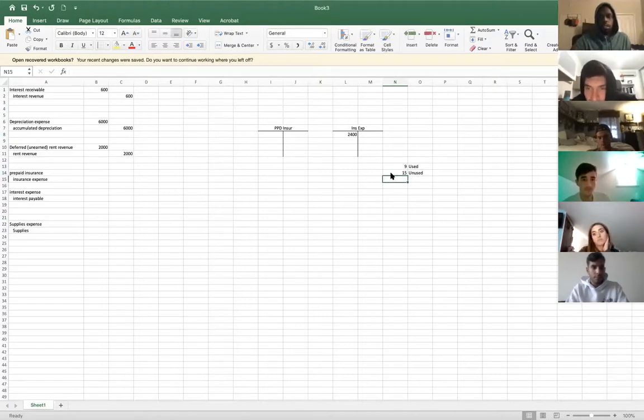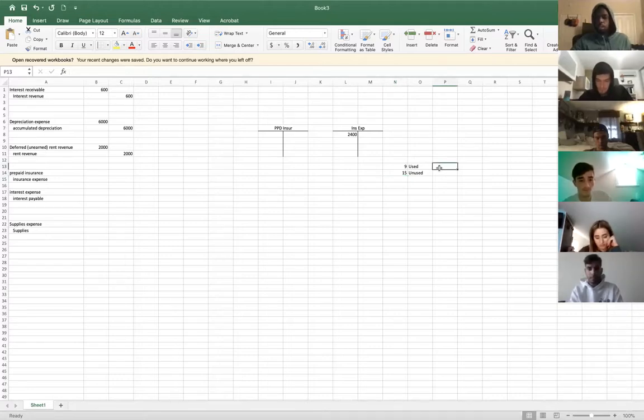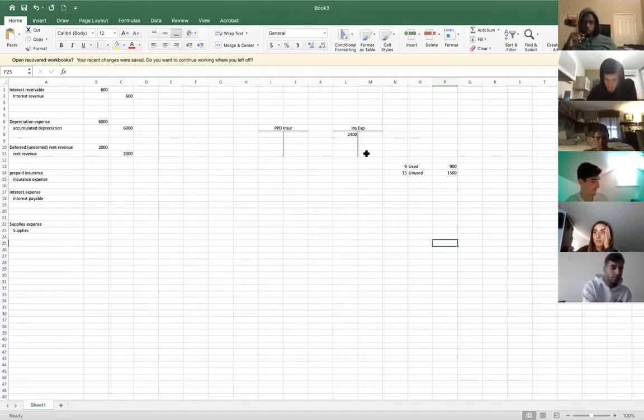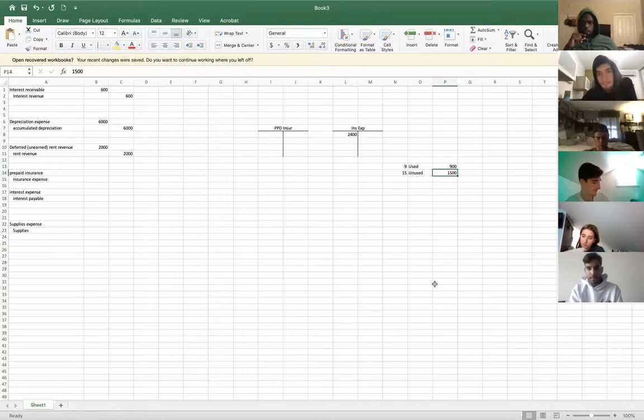So we used 9 months, and how many months are unused? 15, okay? And how much is it per month? 100. So my insurance expense should have a balance of 900, right? And my prepaid insurance should have a balance of 1,500. If I used 9 months from April 1st to December 31st, and it's $100 a month, $2,400 for 24 months, because remember it was a 2-year policy. That's $100 a month. So I've used $900, and the amount that is unused is $1,500.